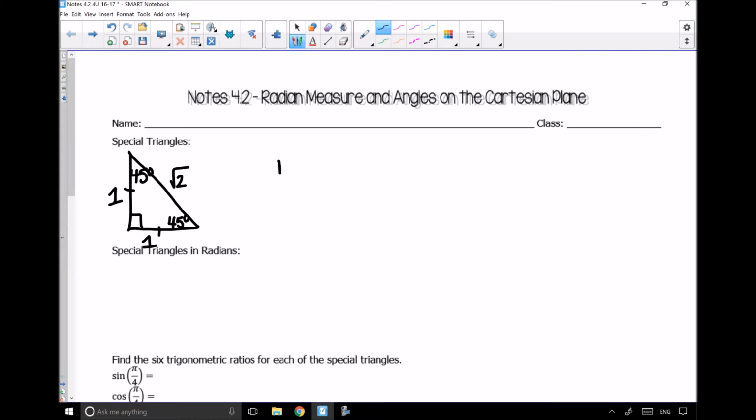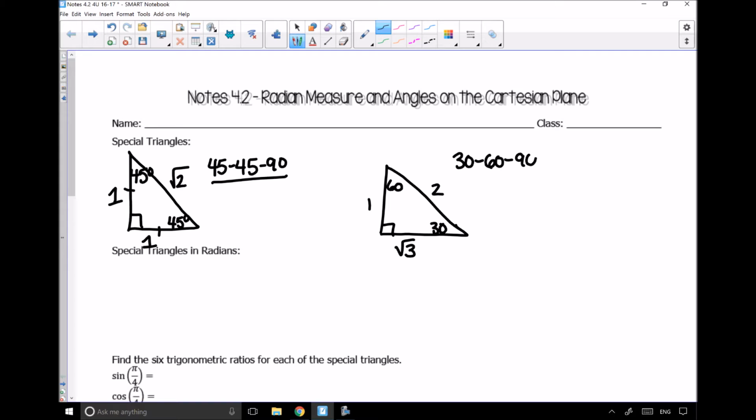And then we also have a 30, 60, 90 triangle. So we'll call this a 45, 45, 90 triangle, okay? But we also have a 30, 60, 90 triangle. In our 30, 60, 90 triangle right here, we're going to say that this is 30, that this is 60, and here we have a right angle, that's our 90-degree angle, and the ratio is that this is 1 to 2, and this is the square root of 3. Okay, now we're going to write our special triangles in radians, but before we do that, I have to figure out what all of these degree measures are in radians. So let's just write down that this is a 30, 60, 90 triangle.